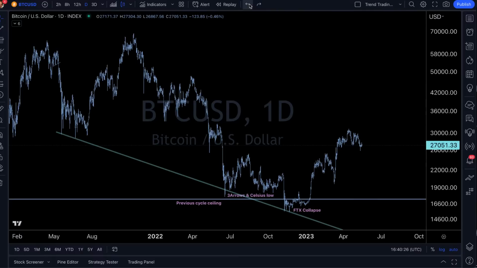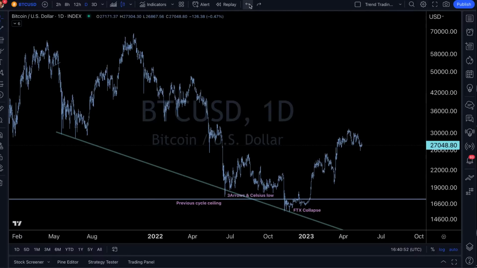You have to wonder if it would have been possible for the previous cycle ceiling to have given way if it were not for the collapse of FTX. You also have to wonder what could happen in the markets going forward from this point that could cause price to either test or bring it below that, because it would have to be a major event from the way I view things.